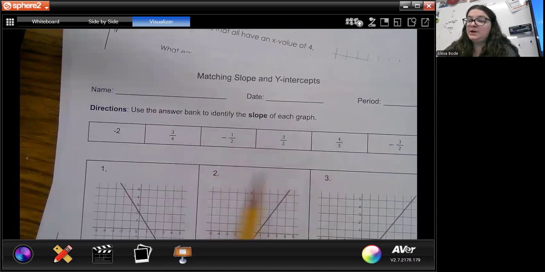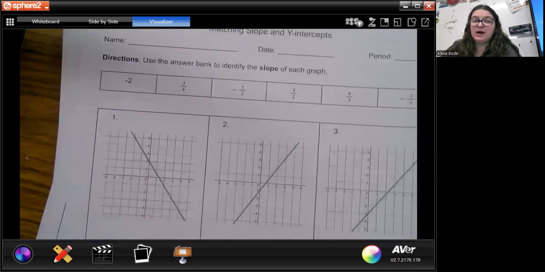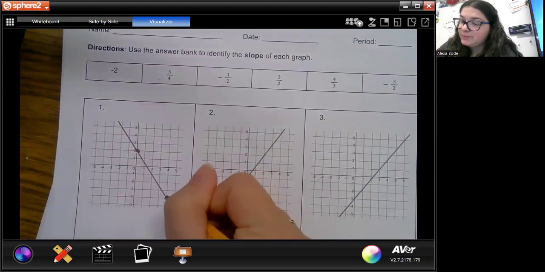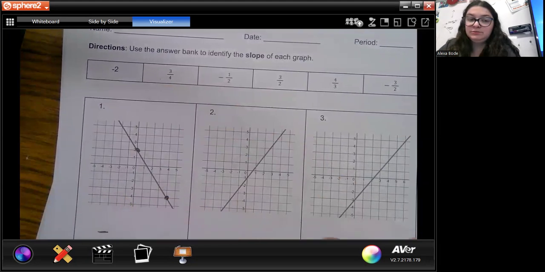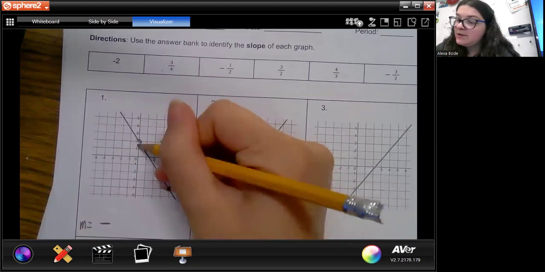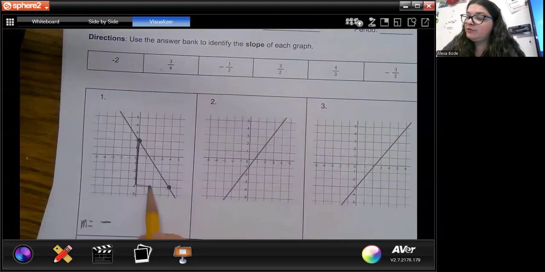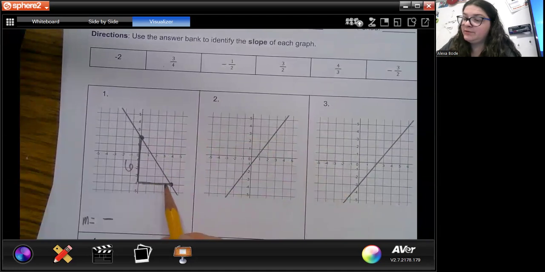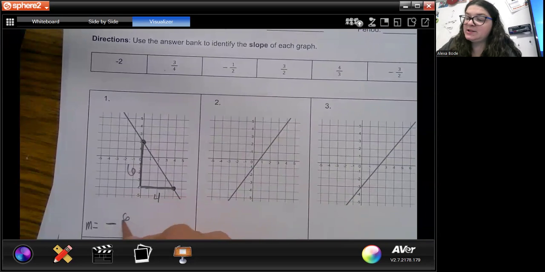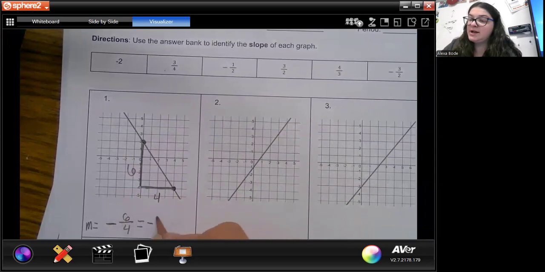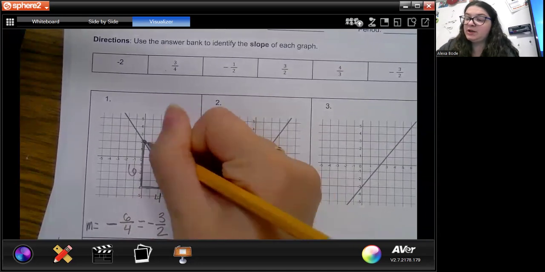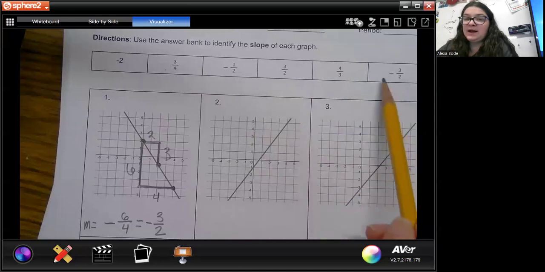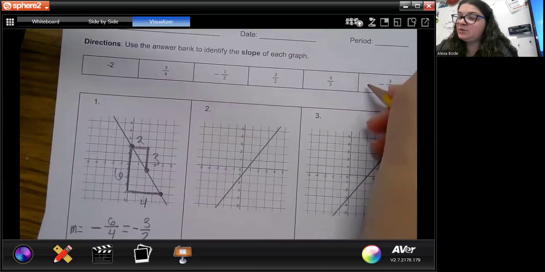So the front side is the slope. It gives you an answer bank and you have to match the slope to the graph. So if I look at this one, I have a pretty point here and a pretty point here. My slope is negative. M equals negative. If I go down and over, I went down 1, 2, 3, 4, 5, 6. I went over 1, 2, 3, 4. That gives me -6 over 4. Well, I can simplify 6 over 4 to -3 over 2. And you can see that here, there's another pretty point right here with 3 over 2. So this matches up with number 1.